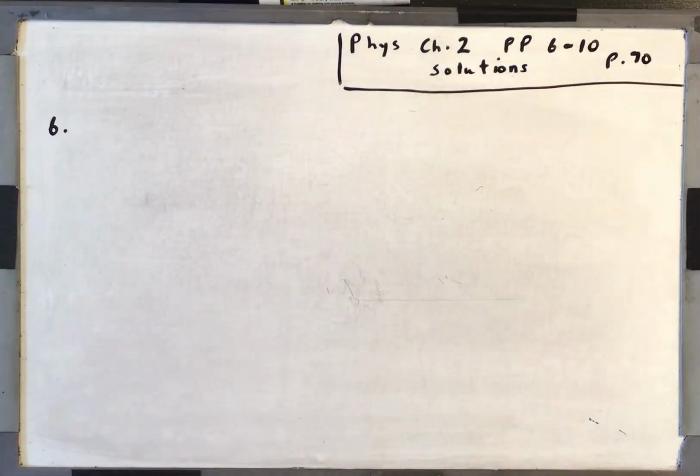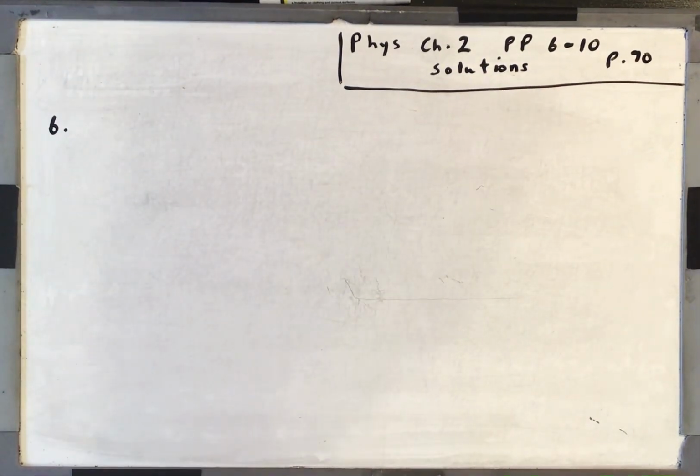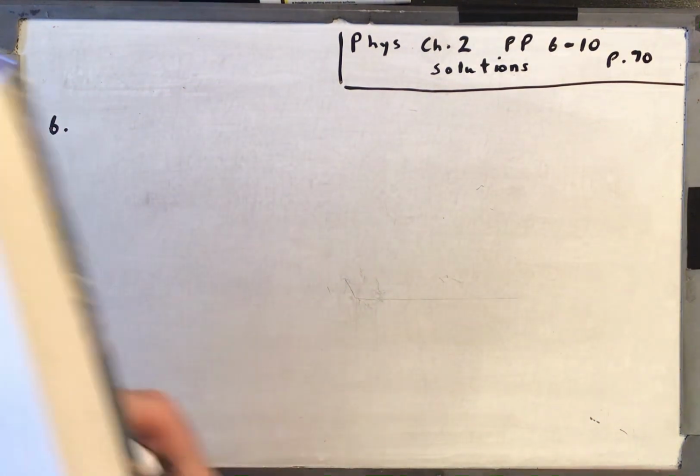All right, this is Physics Chapter 2, Practice Problems 6 through 10 Solutions. So you want to check your work and correct your work if you made a mistake.